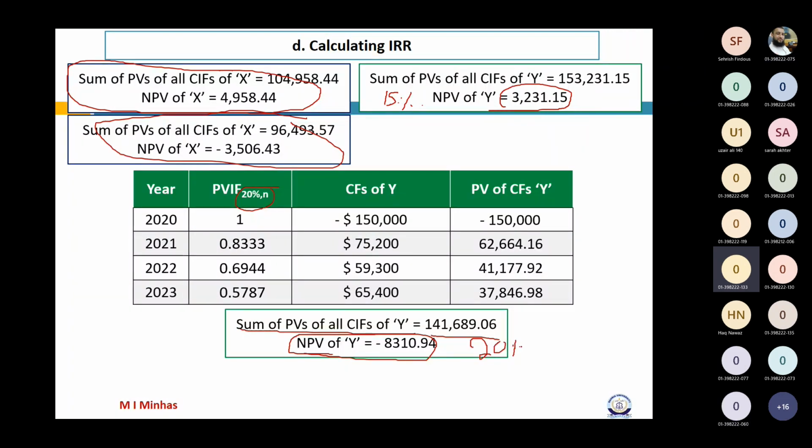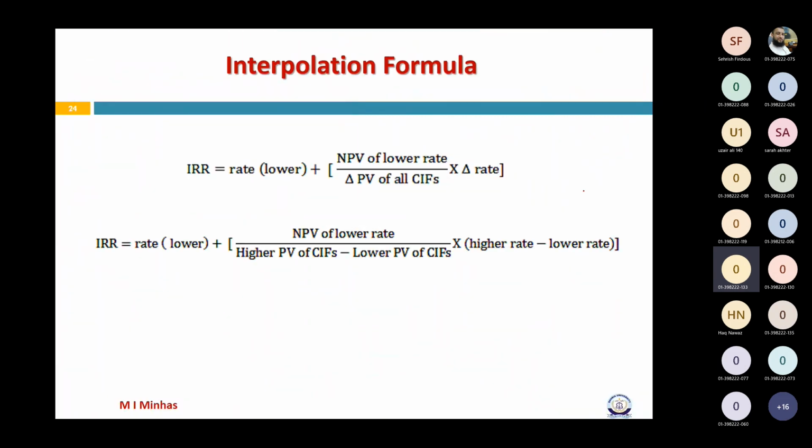Yes, sir. So now you see, that's why I was emphasizing that please don't try to attempt both the proposals in parallel. Things might turn very difficult for you to handle during the exam if you did the calculation in parallel. First, calculate the IRR for X and then calculate the IRR for Y, right? If such a question comes. Clear? Okay, so now we have to use the interpolation formula.